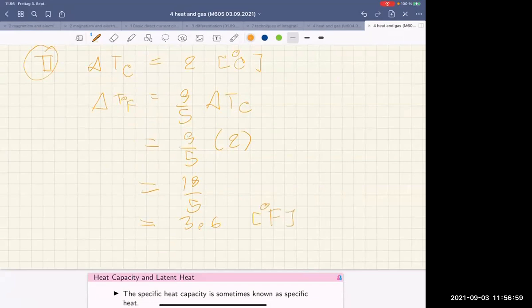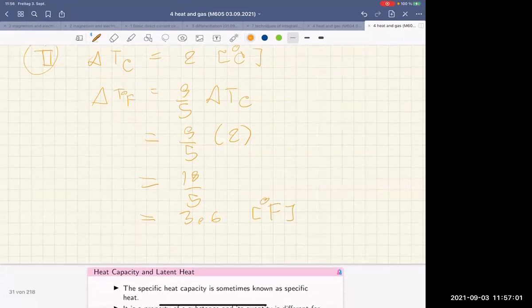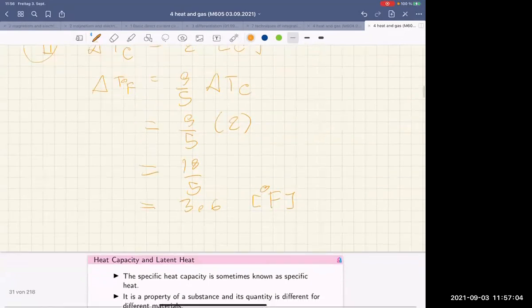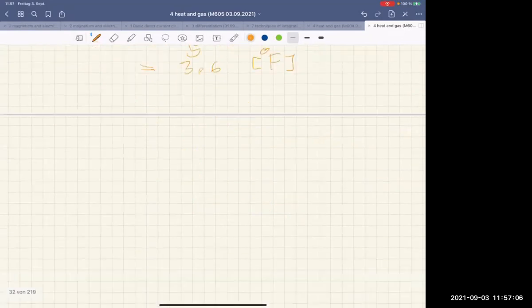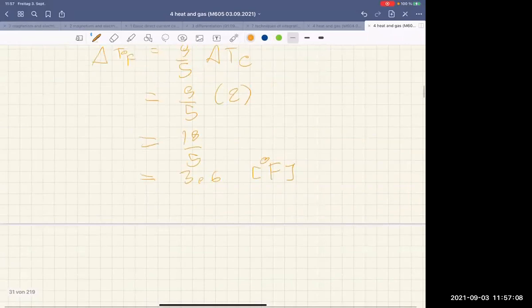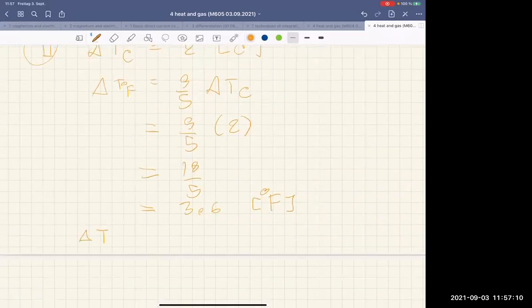All right, and that's it. And if you consider the difference of the temperature in Kelvin scale, delta TK is going to be exactly the same as delta TC, which is 2 Kelvin. Okay, all right, we complete all of this stuff. We are running out of time, 6 minutes later.